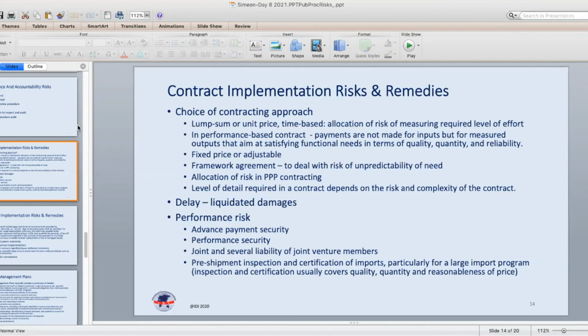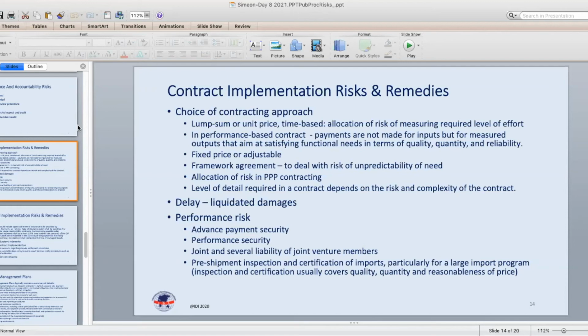We're just mentioning here allocation of risk in PPP contracting. We haven't talked about PPP contracting, but it's a big issue. Just to note it, and that's a whole separate discussion. But it's a procurement issue because PPP is a procurement issue, but that's to some extent in a different sector of procurement.